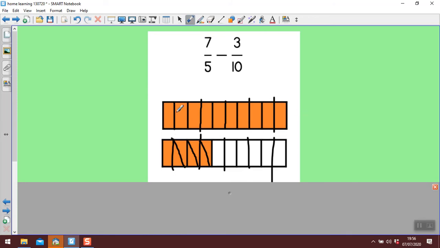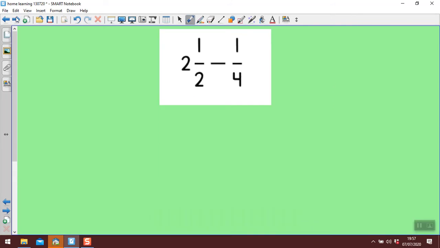So this is a whole one, it's 10/10, so plus one more, we can have 11/10, or as a mixed number, 1 whole one, and then we've got 1/10 left over. So 11/10 or 1 1/10. Now look at this one, 2½ subtract 1/4. How would we have a go at this?